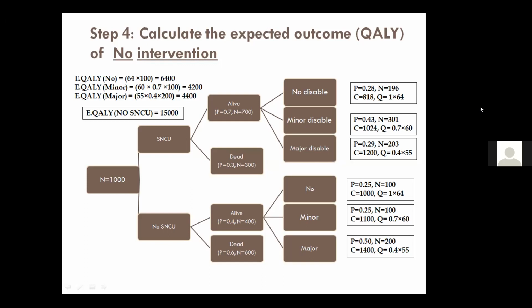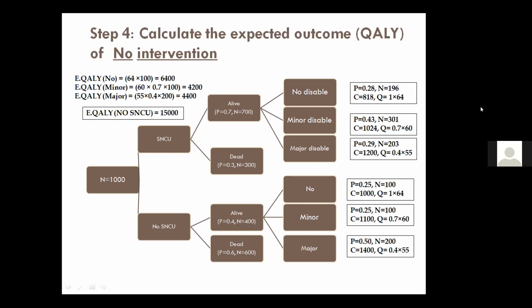So if that is so, those who have no disability, their utility value is 1. And how long they will live? 64 years. So per year 1, 64 years, therefore 64 multiplied by 1. This is 64 again for 1 person. 1 person will generate 64 perfect healthy years. And how many people are there? 100. So multiply this. 64 multiplied by 100.